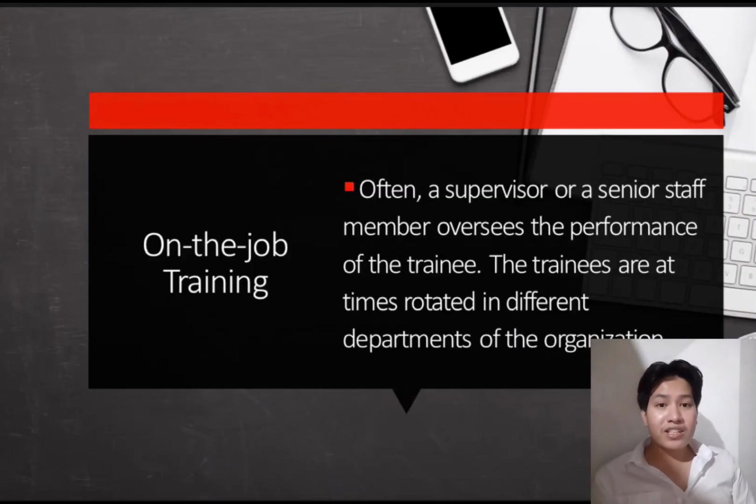Number 2 is on-the-job training or mas kilala bilang OJT. Itong type ng training na ito is usually yung mga supervisor or senior staff na nagsasagawa ng training na yon. Dinadala nila yung mga trainees sa iba't ibang departamento upang mas matuto sila, mag-improve yung skill nila, para malaman din nila yung future na trabaho na gusto nila at malaman din nila kung saan sila magiging productive.